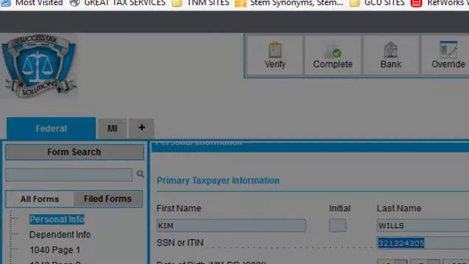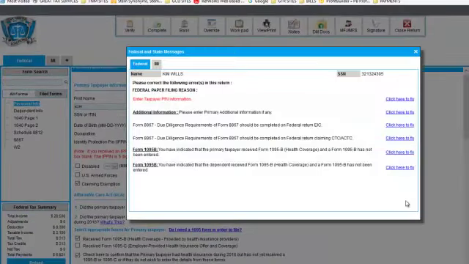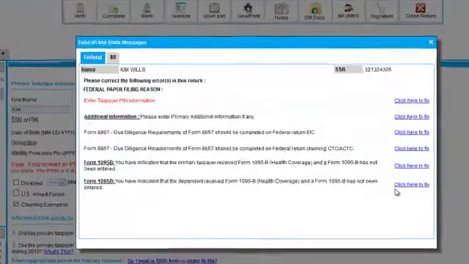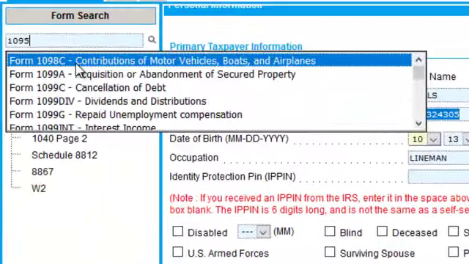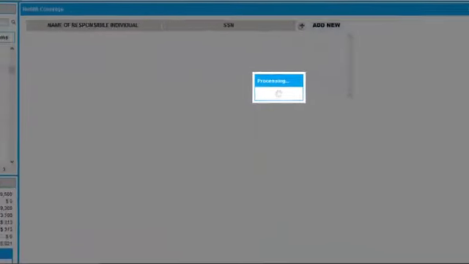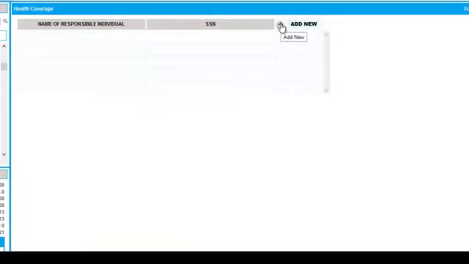Okay, so when we're doing that, we're verifying. What is it going to give us? It's asking for the 1095Bs for both clients. We're going to click on here, and nothing came up. So we go over to the forms and type in 1095. As you see, the A, B, and C comes up. We're going to click on the B, and it's going to populate for us. It's asking for that information.